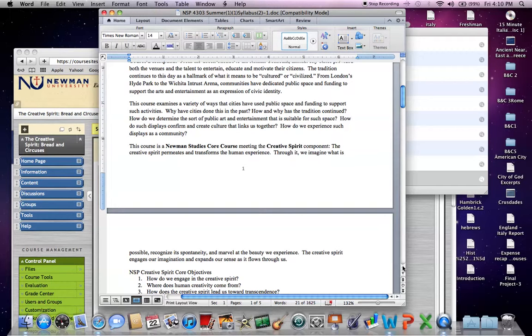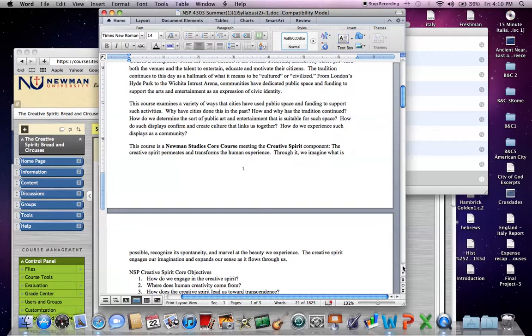Again, this gets down to civic identity, but also could be issues of ethics, issues of religious culture. What is acceptable to a community? What will they support? We'll get into some of those controversies. How do such displays confirm and create culture that links us together? That's one of the goals of the creative spirit. How does such culture link us together? And how do we experience such displays as a community?